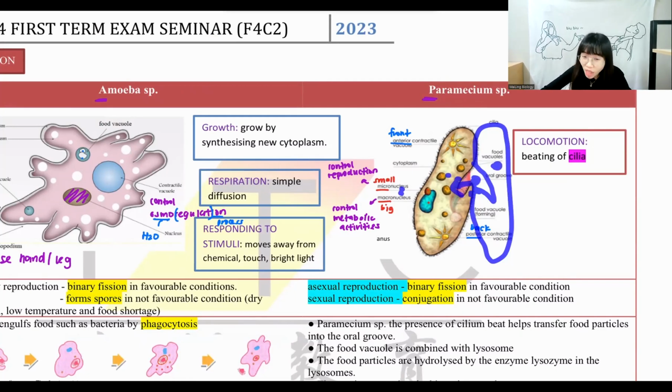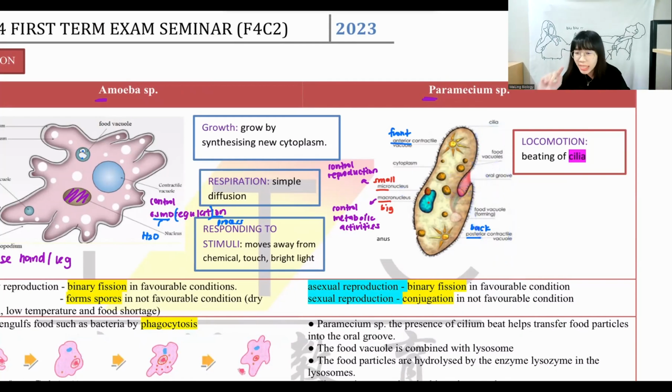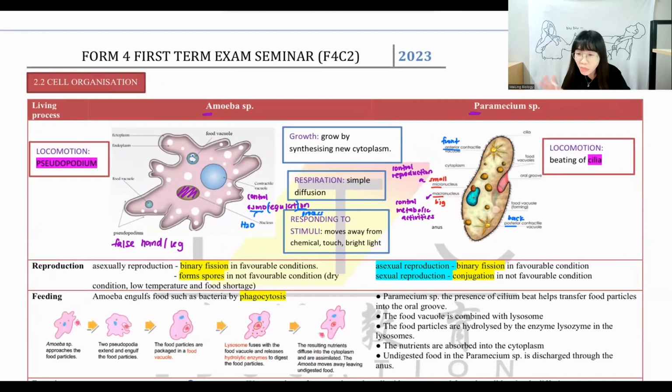In not favorable conditions, it means when the surrounding is dry and there's no food, then they will kiss and then they have babies. So kiss and get baby can only happen to paramecium species, not in humans. Humans cannot kiss and have a baby, guys. If kissing got babies, I don't know how many babies would be in the world already. So only paramecium species kiss to have babies.